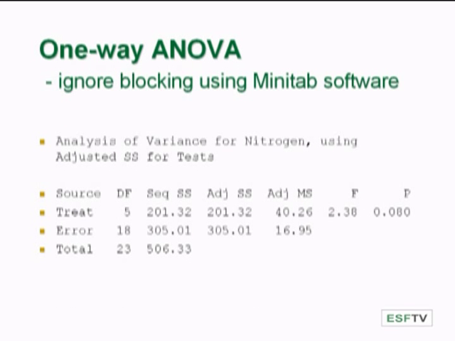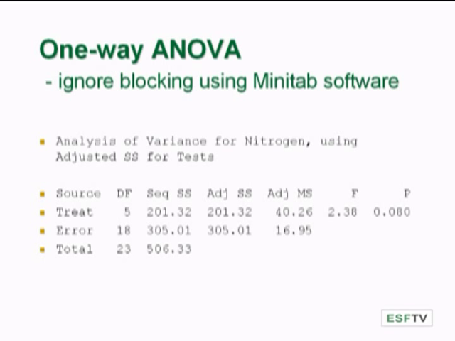Now here's our ANOVA table. Remember, we're looking at our treatment effect. We've ignored blocking. We come across here and we look at our p-value. There's a p-value of 0.08. Remember the decision rule. If the p-value is less than alpha, we reject the null hypothesis.